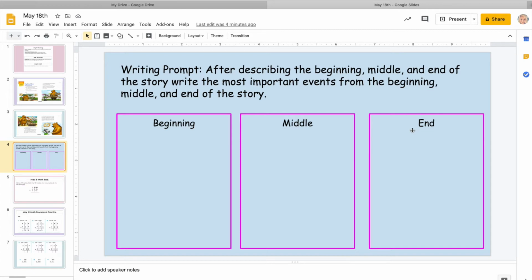And usually when it's a narrative story, the beginning might be a problem that occurred. The middle might be how they came up with a solution, and then the end is going to talk about how the solution helped the characters out. Okay, so go ahead. Like I said, you can draw these boxes to keep it organized, or you can write your answer on the lined paper that is provided.